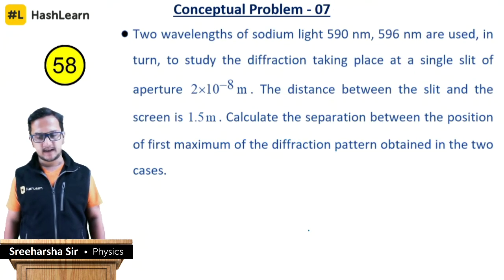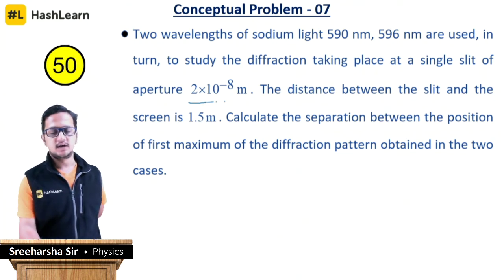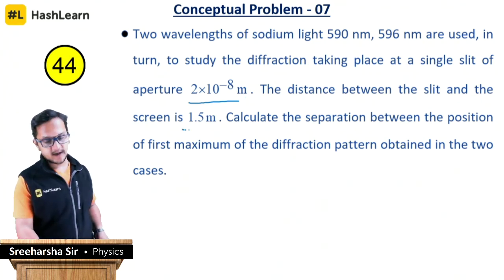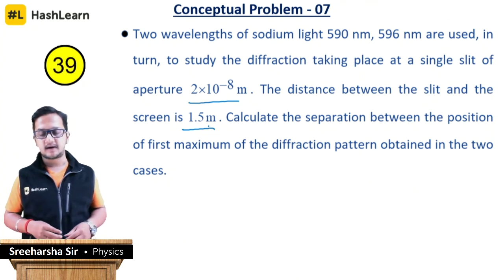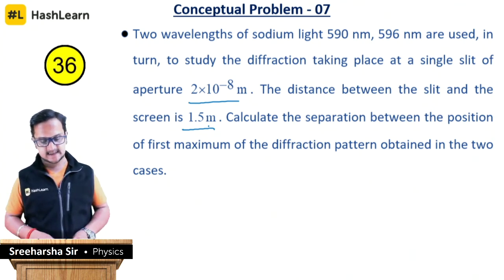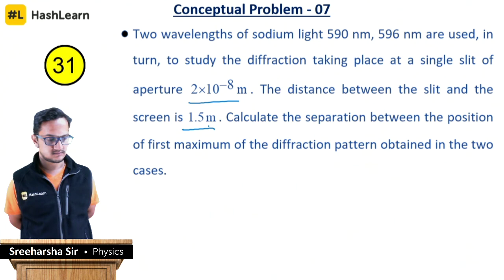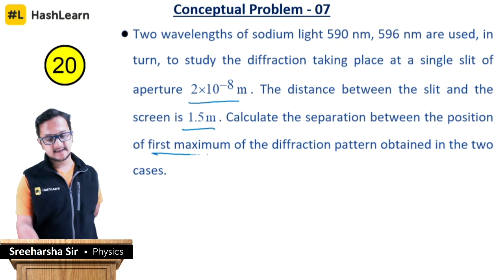So now we have the next problem on the screen. Two wavelengths of sodium light, 590 nanometers and 596 nanometers, are used in turn to study the diffraction taking place at a single slit of aperture width 2 into 10 power minus 8 meters. The distance between the slit and the screen is 1.5. Calculate the separation between the positions of the first maximum of the diffraction pattern obtained in the two cases. Very nice problem. Separation between the first maxima.